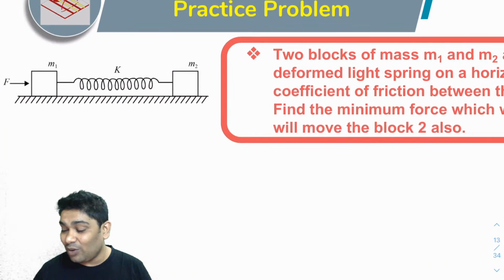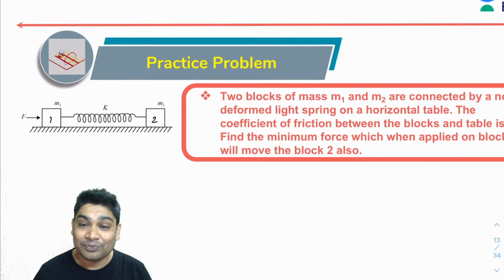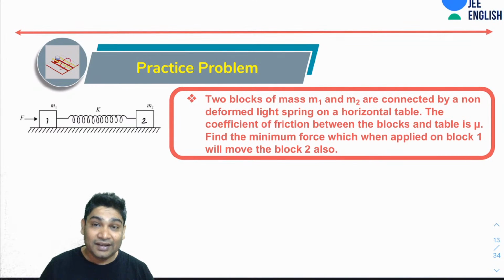So this is your block number 1. This is your block number 2. You have to find what should be the minimum force that I should apply on block number 1 which would move block number 2 also. So let's try this. All right, let's see if you guys can do this. Again, this is the kind of question which if you wanted to solve from Newton's laws would be very, very difficult, but you can solve this very easily using the work energy theorem.